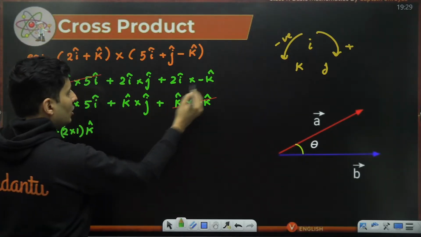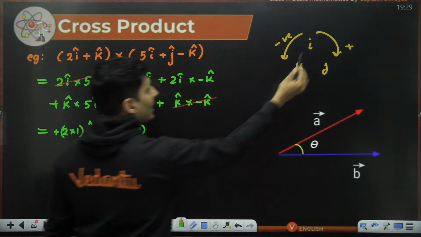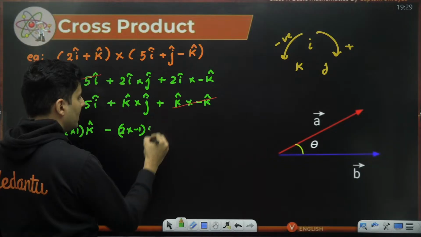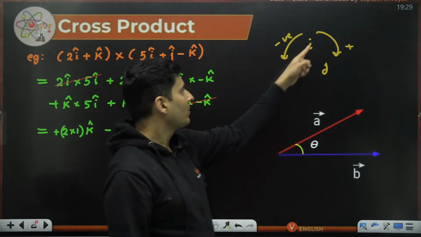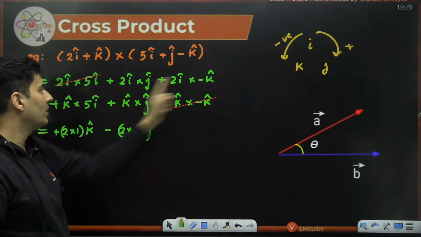2 into minus 1 we have. I into k. I into k is anti-clockwise. So it will be negative j cap. Is this clear? 2i into minus k, I into k is anti-clockwise, so negative j cap will come for this one.